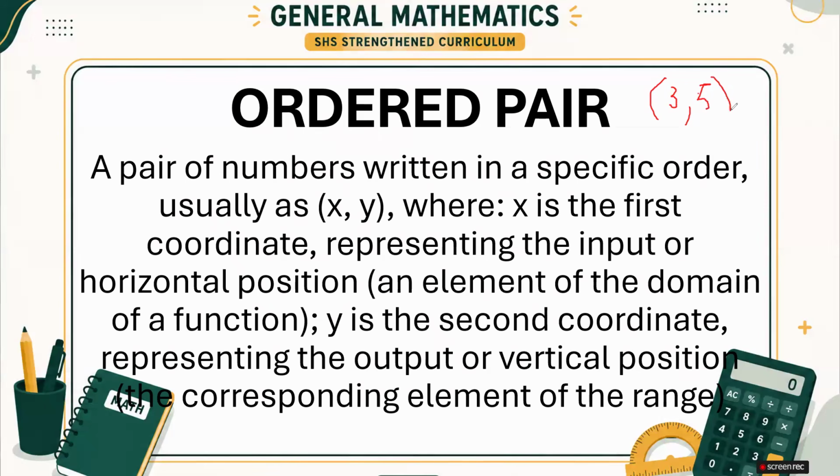So this is how we write the ordered pair. This means that your x is 3 and your y is 5. Now, is (3, 5) and (5, 3) the same? Definitely they are not. In an ordered pair, the order matters. So you cannot just interchange your x and y values because it will be a different location on the graph when you put it on the Cartesian plane. Remember that.